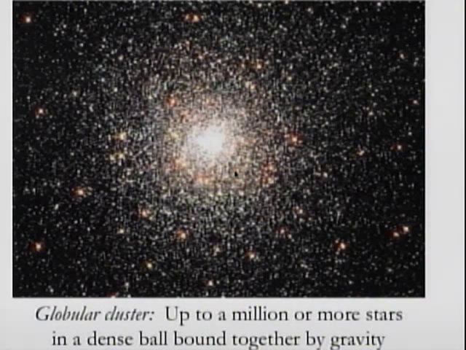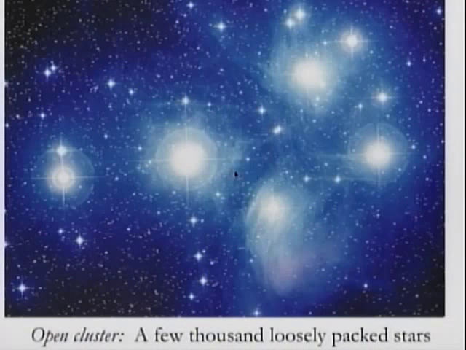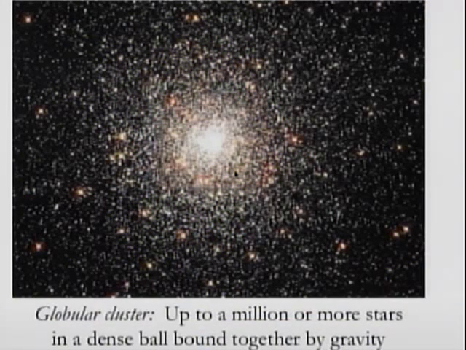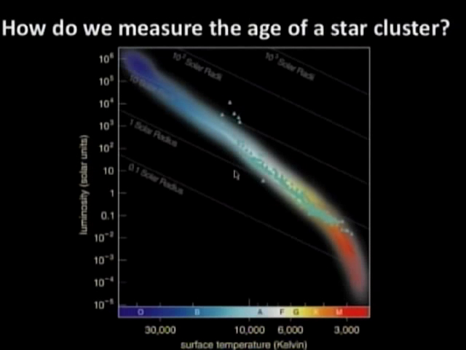And there are older clusters, like globular clusters, that have millions of stars, and the stars are redder. So just by looking at those two figures, we already have an idea that the Pleiades is younger because it's bluer, right? Than the globular cluster, which has redder stars. But how can we really put an age to those stars? That is the subject of this little video.